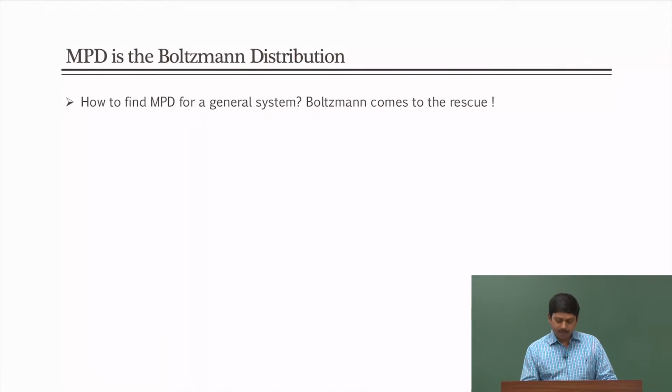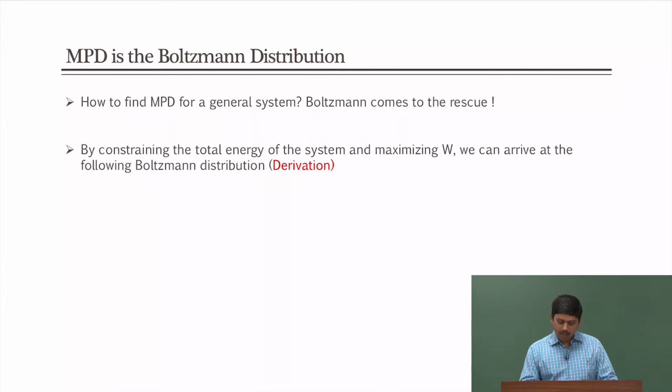We will see that for a general system, the Boltzmann distribution will come to the rescue. We are going to maximize W under the constraints of total energy and total number of particles, and that will give us, as you have seen, the Maxwell-Boltzmann distribution, or an exponential distribution. So, we are going to do the derivation.